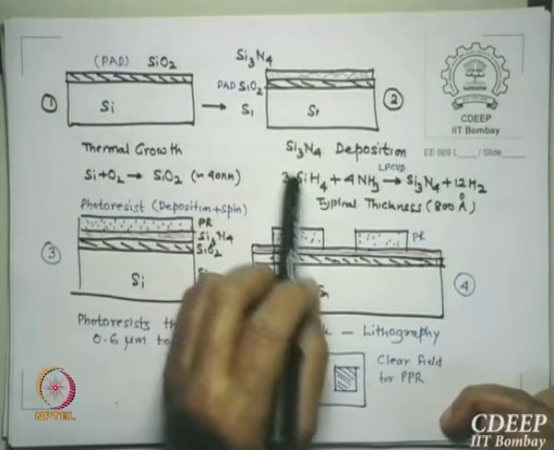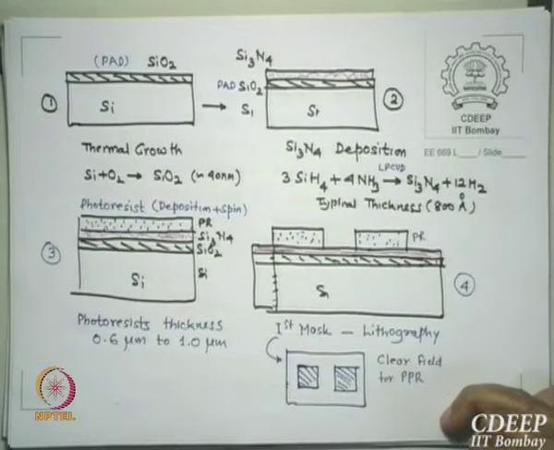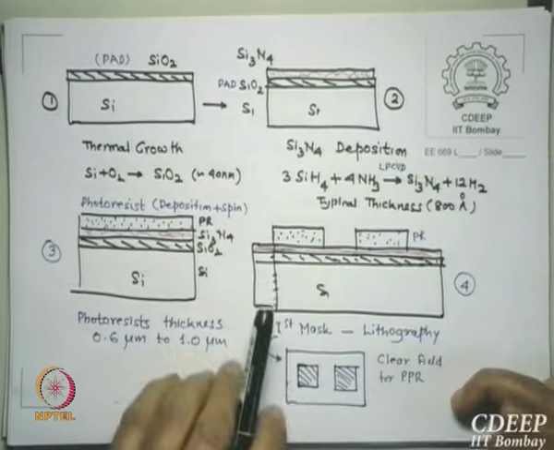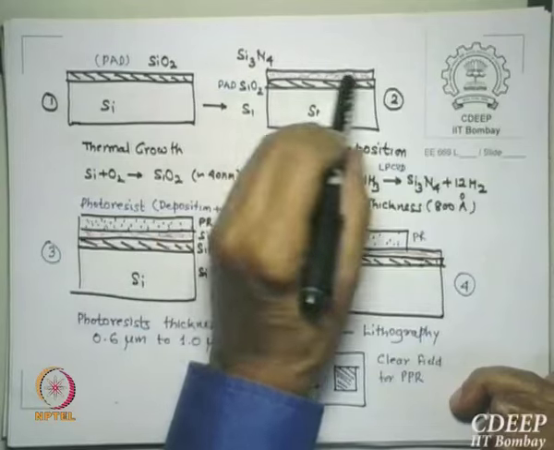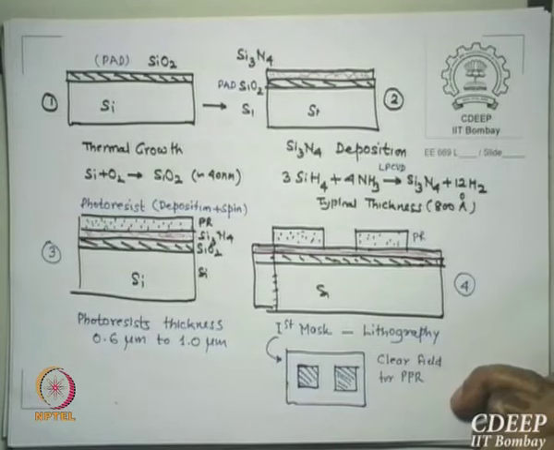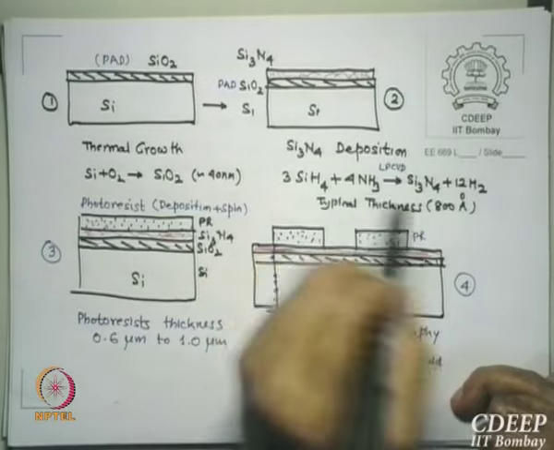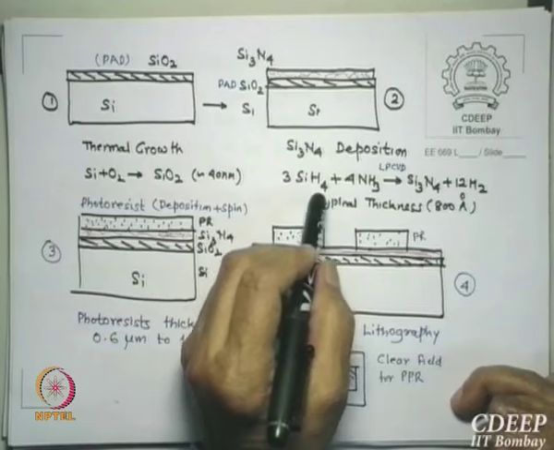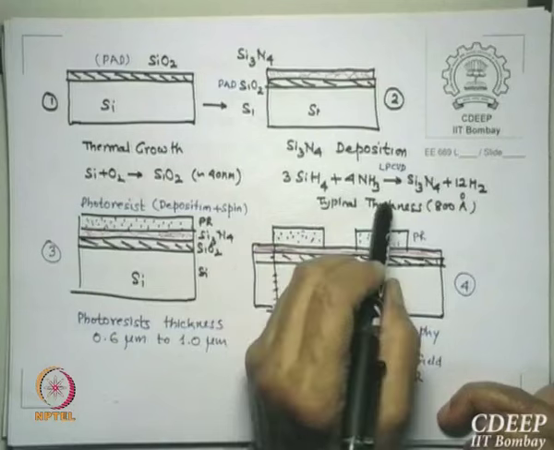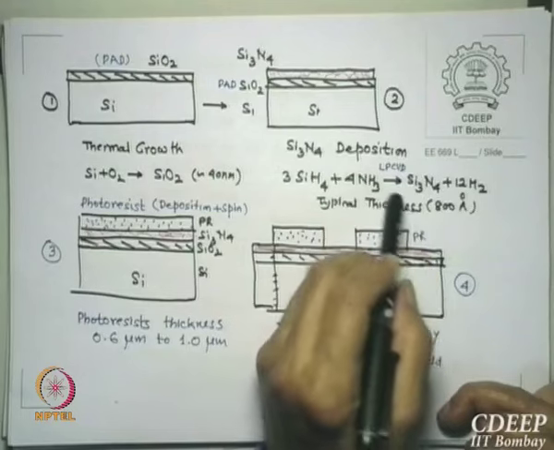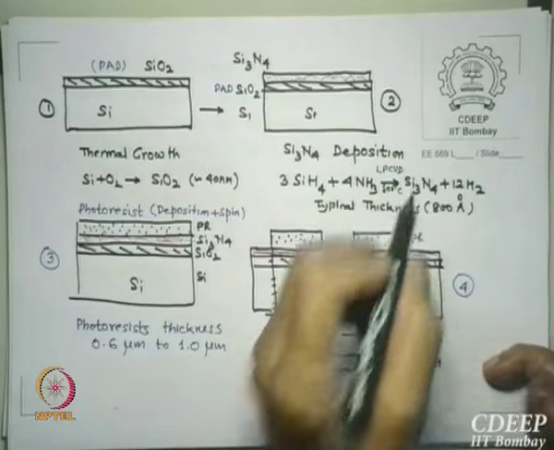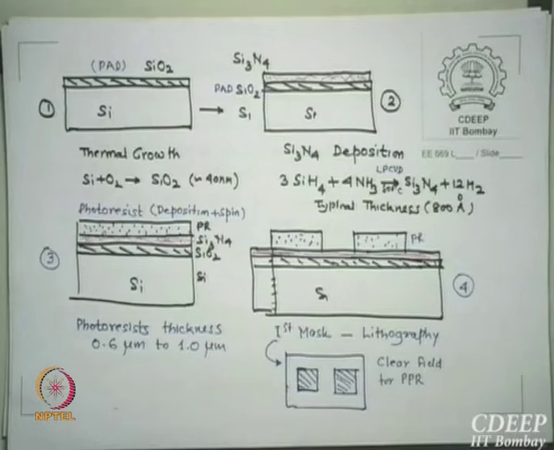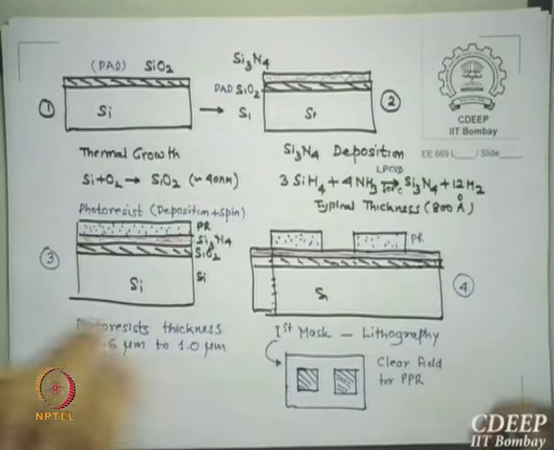Okay, so the first oxide which I grow is called pad oxide, since some padding is to be done. Over it, now you draw the second figure. I have a silicon dioxide and I deposit silicon nitride. What do I deposit? Silicon nitride. The reaction is 3 SiH4, SiH4 is silane, plus 4 NH3, using a low pressure CVD system at around 600 to 800 degree centigrade, maybe 800. I can deposit silicon nitride, and hydrogen will be released in the ambient, okay.